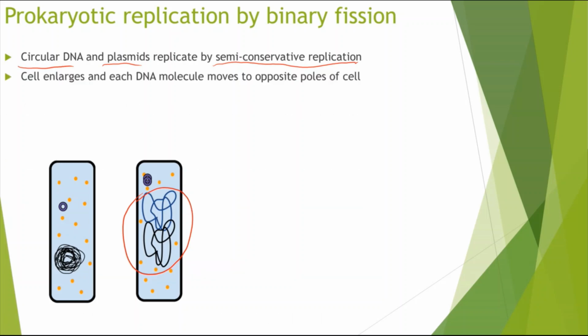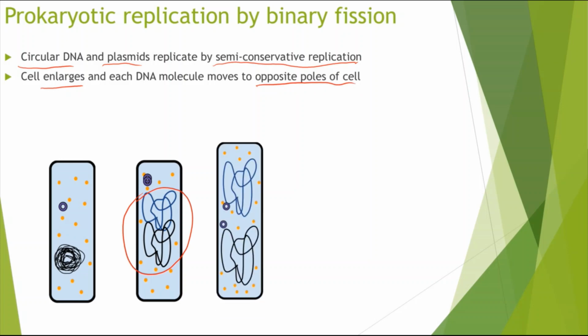What happens next is the cell would enlarge in size, so it'd get bigger, and each DNA molecule we have here would start to move to the opposite pole of this cell. If we look again, as you can see, the cell has gotten bigger and the DNA molecules have started to move to the opposite poles of the cell, as well as these plasmids. Now this is similar to the anaphase stage, which occurs in mitosis, which we've looked at.